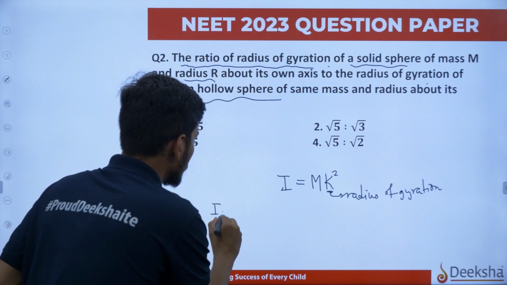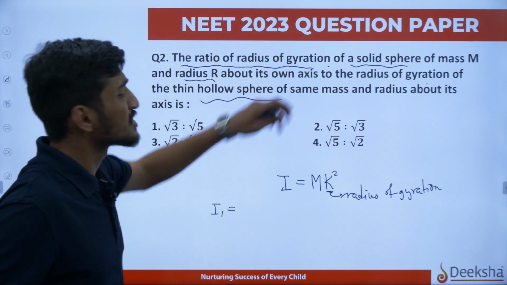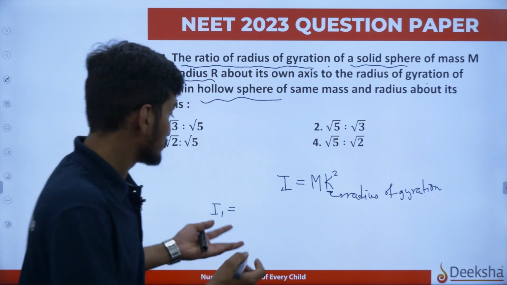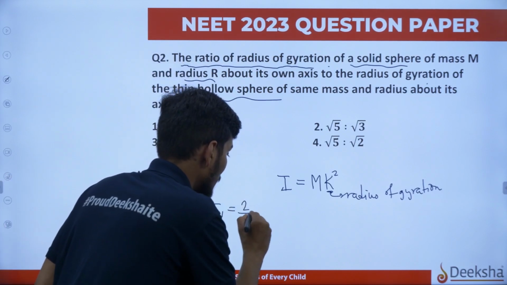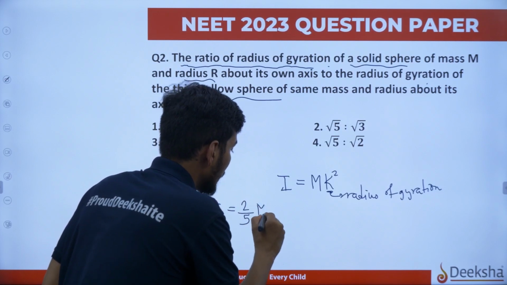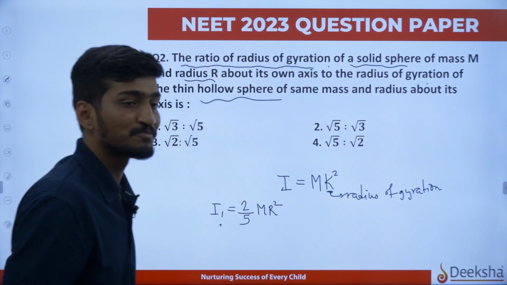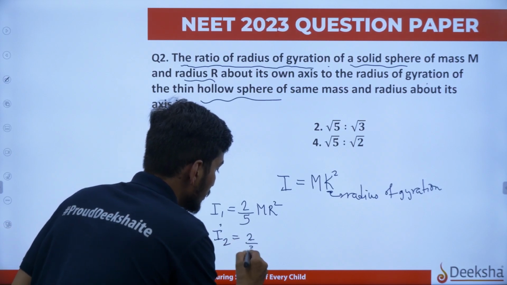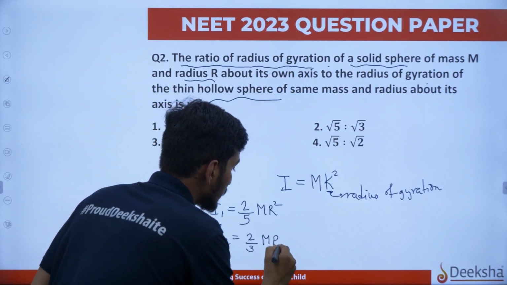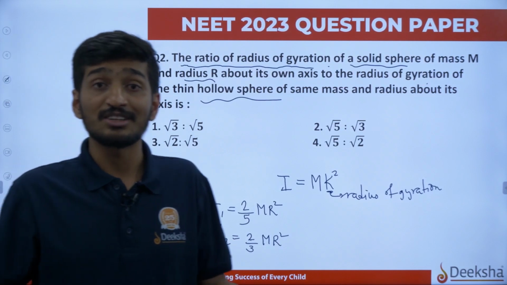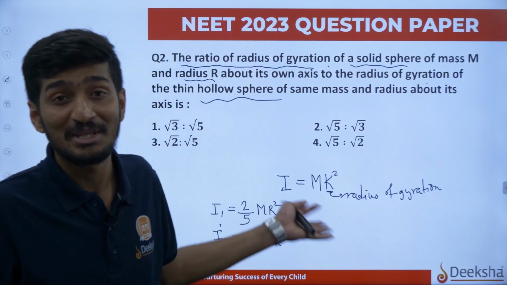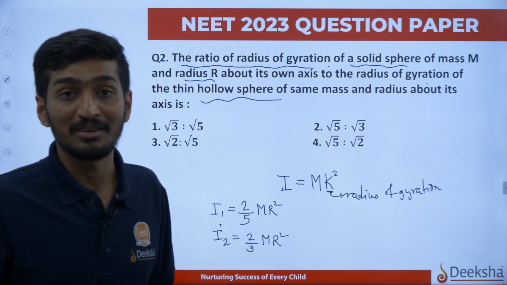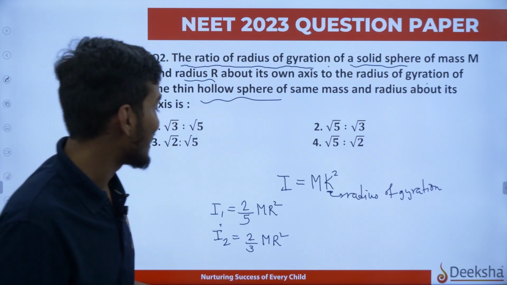Let's do the solid sphere first. What is the moment of inertia first of all? 2 by 5 m r square. That's for a solid sphere. And for a hollow sphere, the same thing is 2 by 3 m r square. Now these are formula based questions. You need to remember these formulas for moment of inertia. If you don't, I suggest you go and revise these formulas.